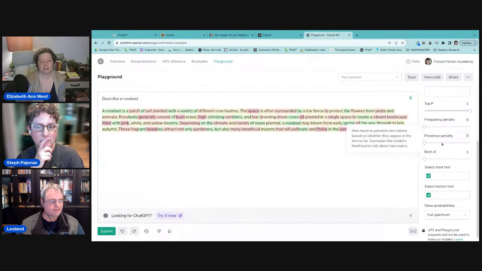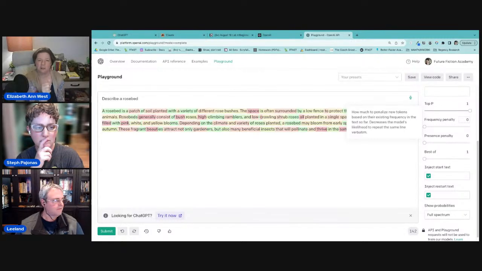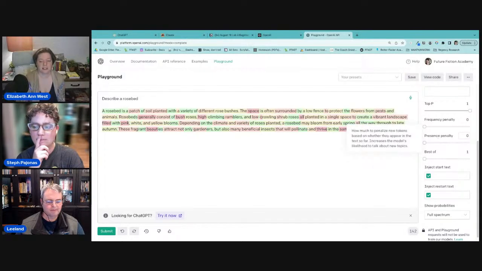Frequency and presence penalty. Now, this is kind of interesting. These are hard to explain. I have always struggled with it, but it's whether or not frequency will penalize a new token based on the existing frequency in the text so far. So it's adding a little bit of an extra calculation each time it's doing the tokens. So it's going to decrease the model's likelihood to repeat the same line verbatim. And then your presence penalty will penalize new tokens based on whether they appear in the text so far. They've changed the lines here: this one says how much to penalize new tokens based on their existing frequency in the text so far, and this is how much to penalize new tokens based on whether they appear in the text so far.